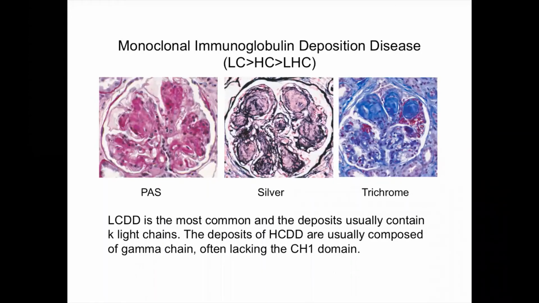Monoclonal deposition diseases are related to plasma cell dyscrasias. There is an abnormality in the plasma cell. Regardless of whether this is actually a full-blown multiple myeloma or just a plasma cell dyscrasia, there is an abnormality within the plasma cells in the bone marrow, and they are secreting for us abnormal immunoglobulins. Light chain is more common than the heavy chain, and more common than the mixture of the light and heavy chain.